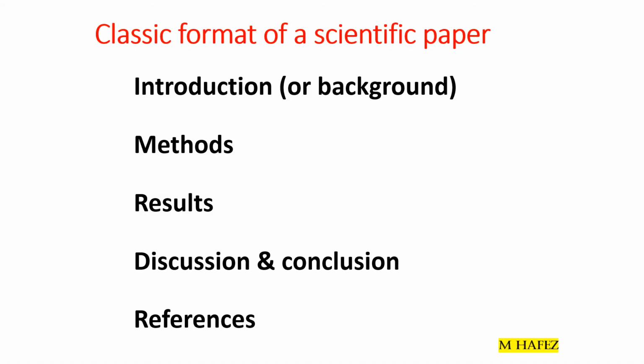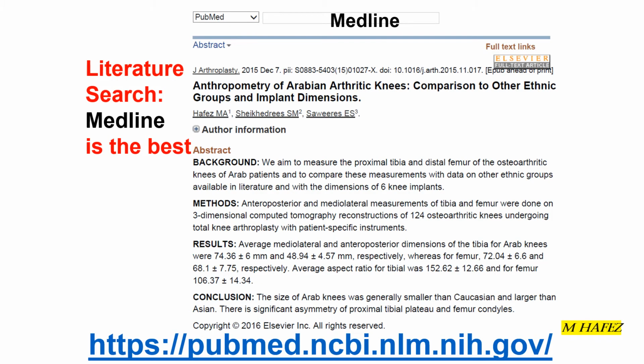The classic format of any scientific paper will be formed from an introduction or a background about the subject, then the methods or patient methods, then the results, and after that discussion with the conclusion, and then the references. And this will include also drawings and tables.